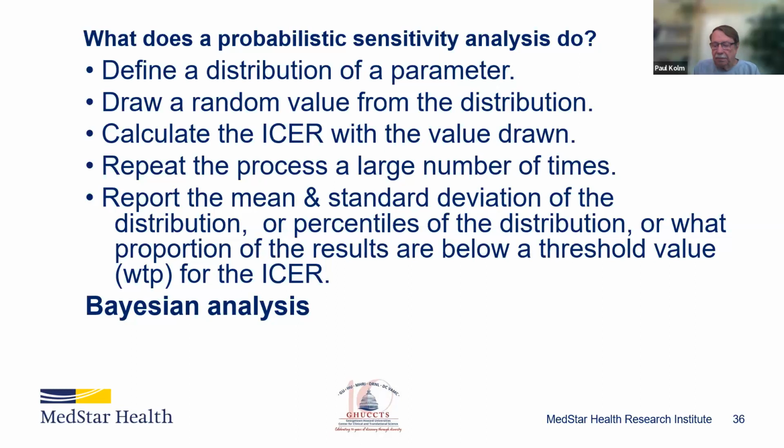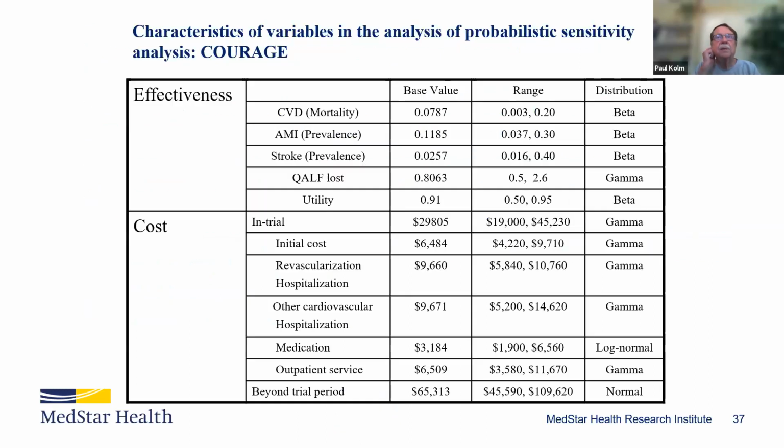And I thought of a way to do this in a, I guess, a cartoon sort of way, but I'm not sure how effective this is. But here's an example of different values for the Courage trial, again, which is a fairly old trial now, but differences in effectiveness and in costs. And so we varied these based on the range, and you see that for each one, we have an assumed distribution.